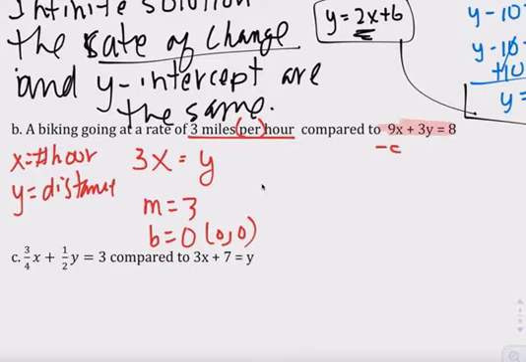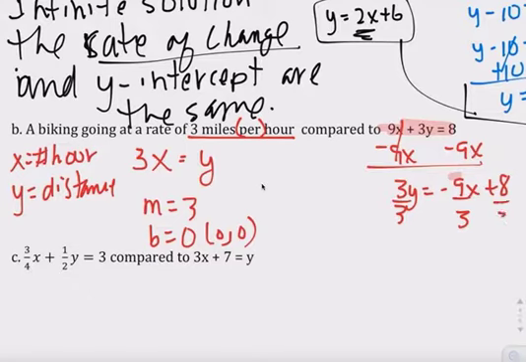We minus 9x, minus 9x. 3y equals negative 9x. Oh, we know it's already different. Look. Wait, let's see. Plus 8. Divide by 3, divide by 3. y equals negative 3x plus 8 over 3, doesn't matter. Look, our slopes are different.